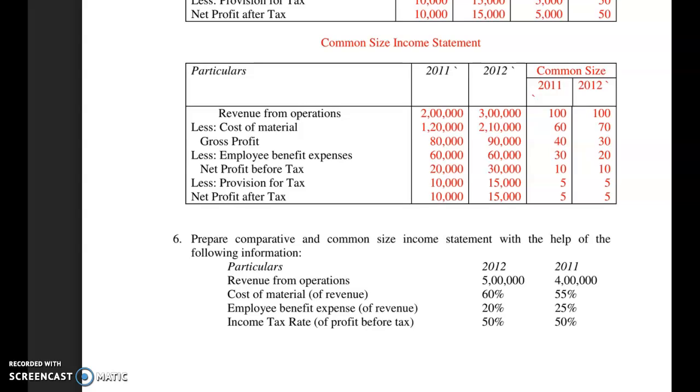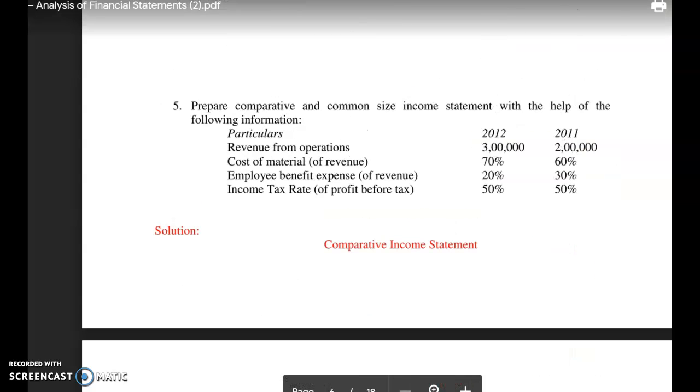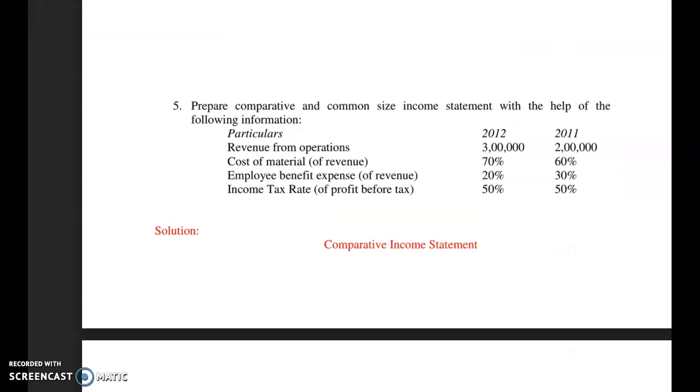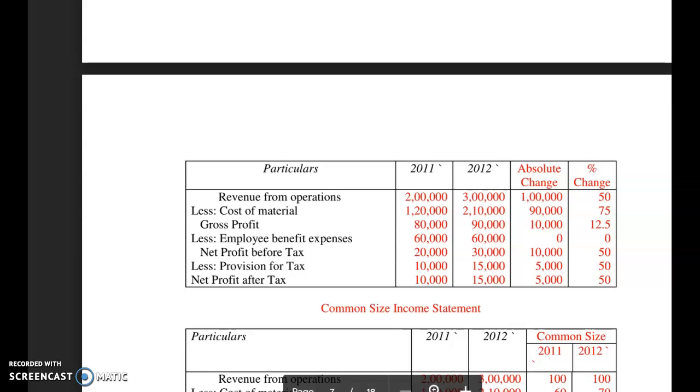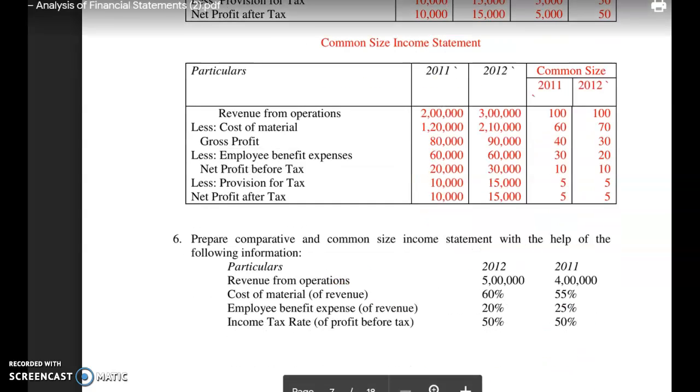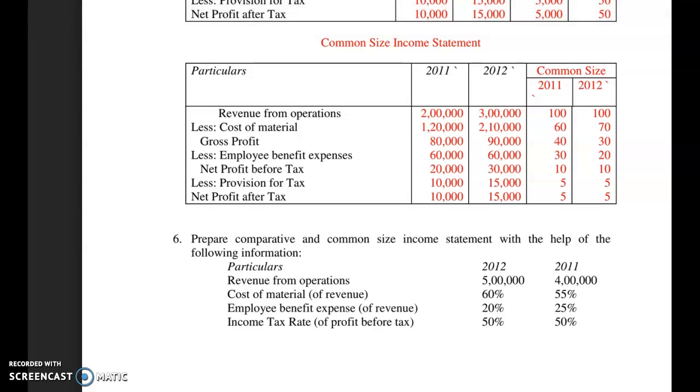So first of all, we have to convert these percentages in terms of amounts, and accordingly according to the year, that is base year and current year. Now once we convert these amounts, it becomes very easy to prepare the common size statement.